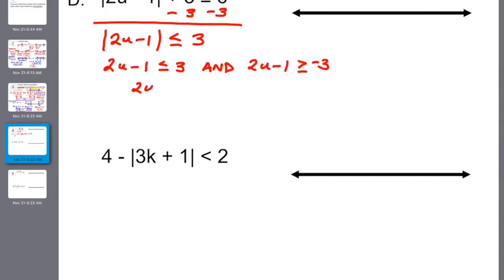Now we'll solve each of these. We'll add 1 to each side. We'll have 2u is less than or equal to 4. Divide each side by 2. We get u is less than or equal to 2. And we add 1 here. We're going to have 2u is greater than or equal to negative 2. And we divide each side by 2. We're going to get u is greater than or equal to negative 1.